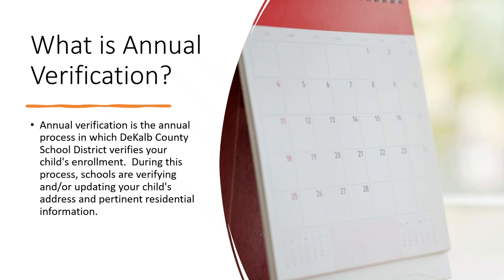So what is annual verification? Annual verification is the annual process in which the Cobb County School District verifies your child's enrollment. During this process, schools are verifying and/or updating your child's address and pertinent residential information.